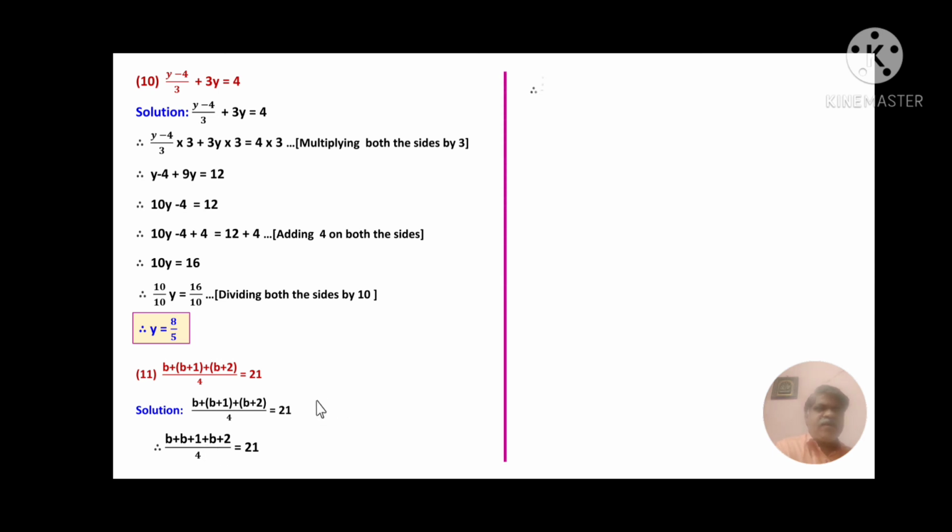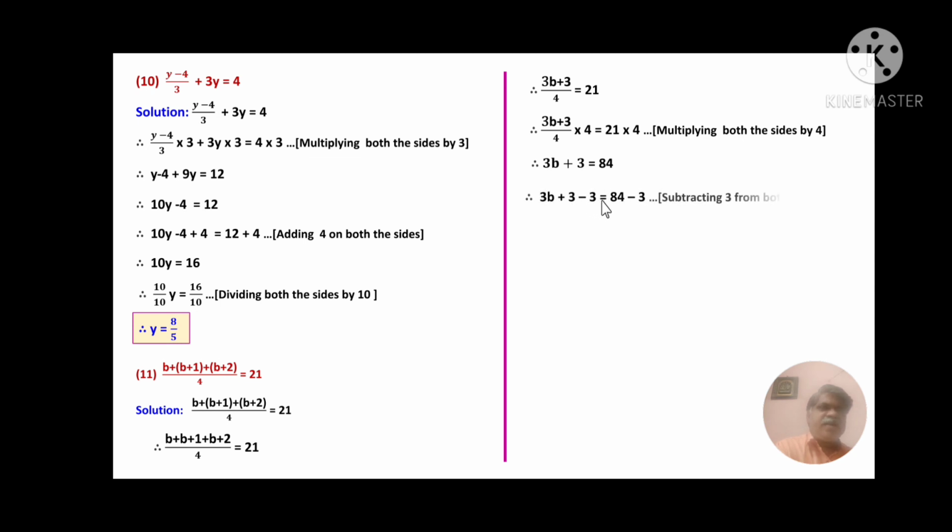So here let us simplify the numerator of the first. b plus b, that is 2b, plus 2 plus 1 is plus 3, upon 4 is equal to 21. Hmm, as written: 3b plus 3 upon 4 is equal to 21. So remove this 4, multiply both sides by 4. So what you are getting is (3b plus 3) upon 4 into 4 is equal to 21 into 4. So 4 gets cancelled, 3b plus 3 is equal to 84. Now subtract 3 from both sides. 3b plus 3 minus 3 is equal to 84 minus 3.